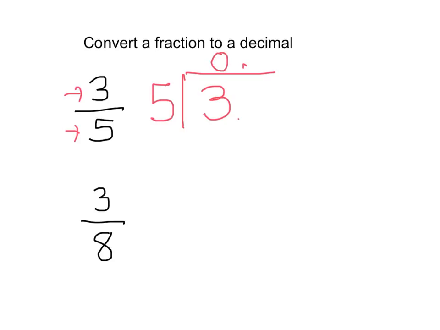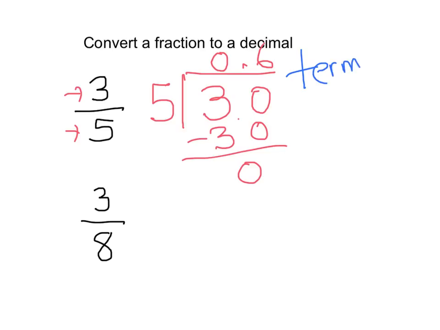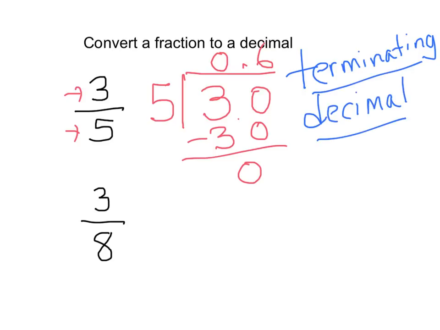5 will not go into 3, so let's add a 0 placeholder in the tens place, and 5 will go into 30 exactly 6 times with no remainder. So this is our decimal for 3/5. It's 0.6. And notice that since this decimal has a 0 remainder and it stops, we call this a terminating decimal. Okay, so that word terminate means it ends, it stops. So there's an example of a terminating decimal.